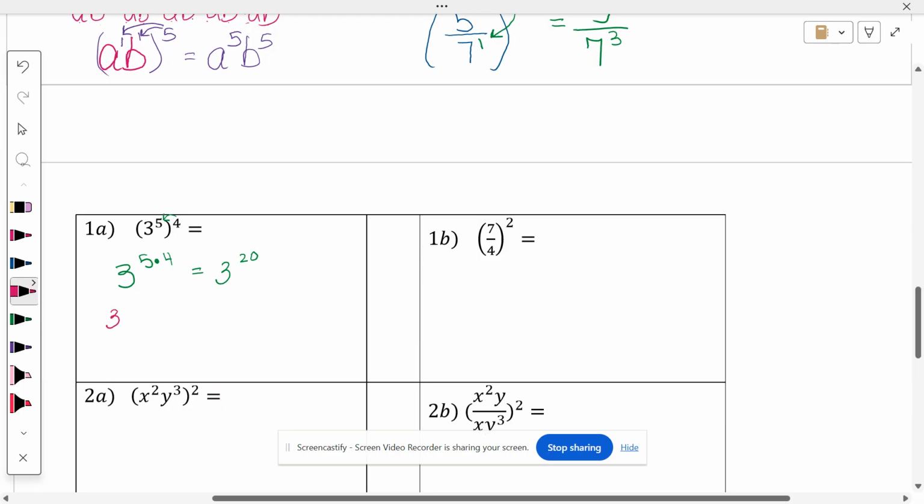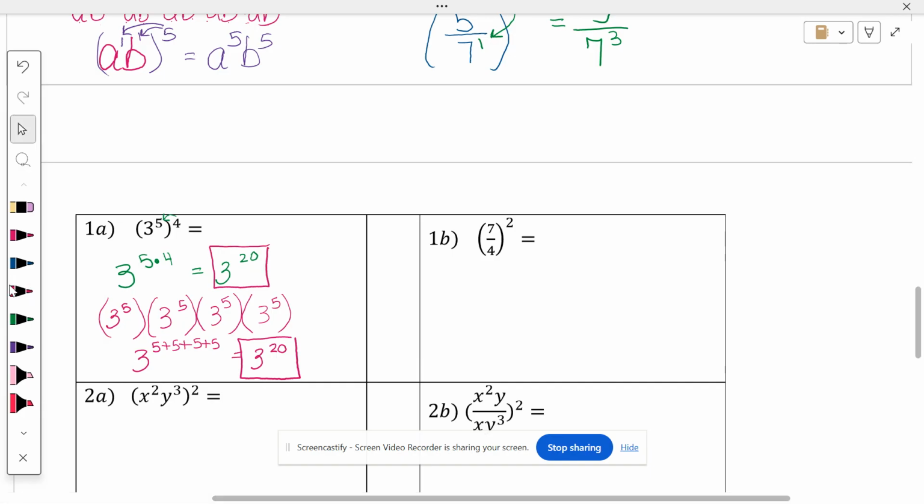I can expand that just so you can see what it looks like. 3 to the 5th to the power of 4 is 3 to the 5th times 3 to the 5th times 3 to the 5th times 3 to the 5th. That's what that really means. And then again, using your product rule, you just have 5 plus 5 plus 5 plus 5, which equals 3 to the 20th. So 2 different ways to look at it. This is when I expand it and use the product rule. This is when I just distribute the power using the power rule.